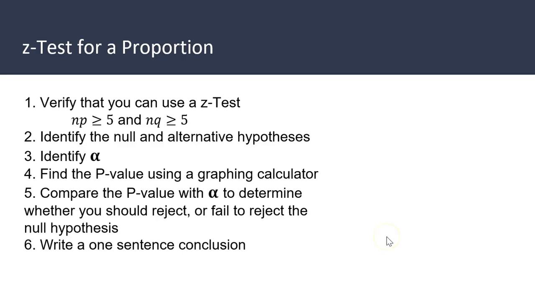So here are the steps. First thing we have to do is verify that we can use a z-test. N would be our sample size, and p in this case is the proportion from our hypotheses. So that we understand, if you see p like this, that is the population. If you see p hat like this, that's from the sample.